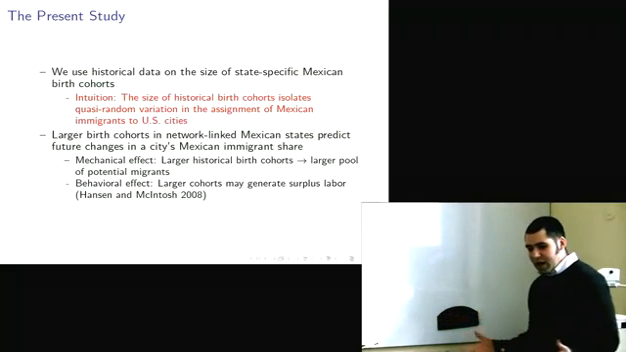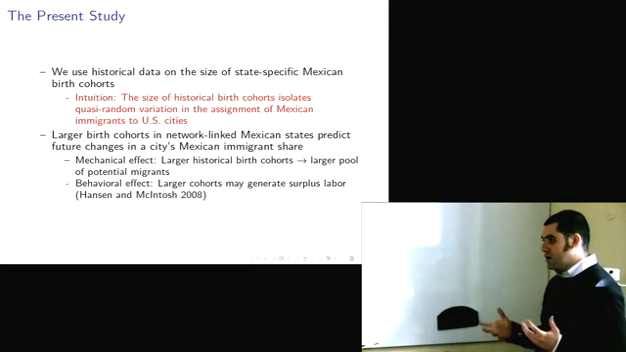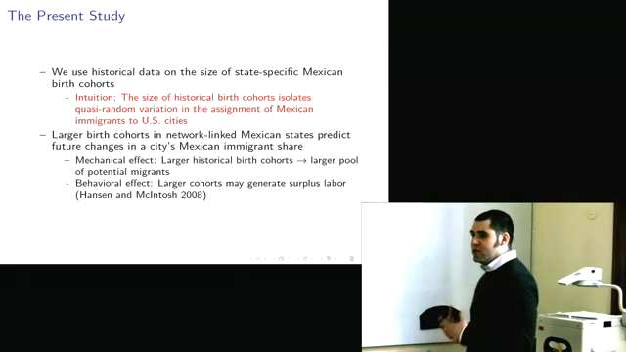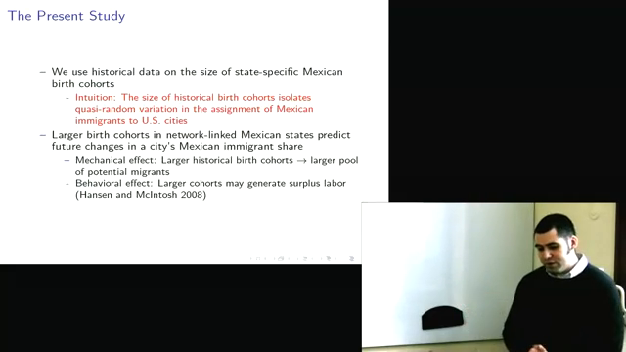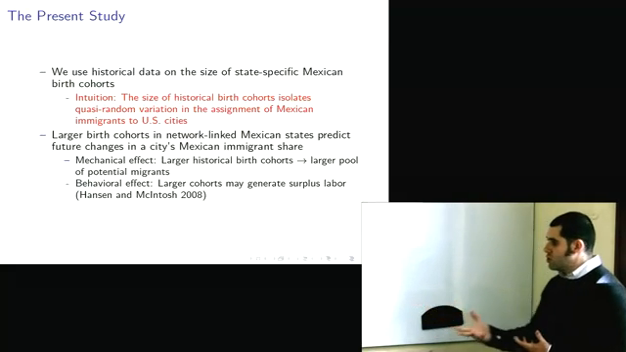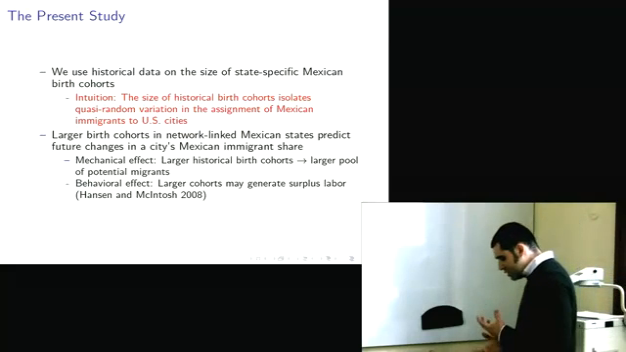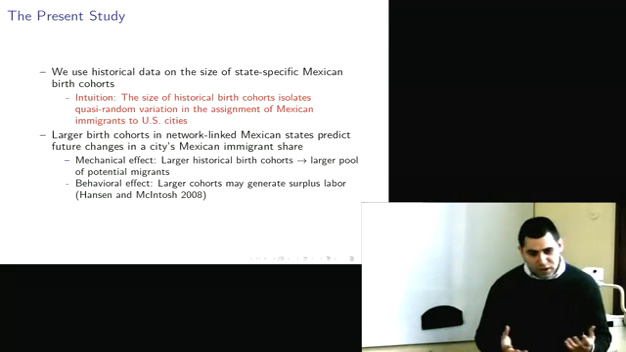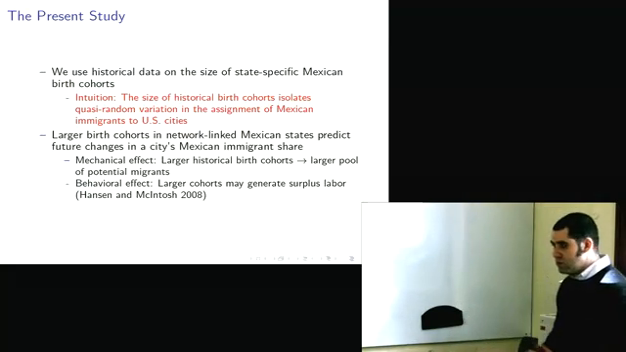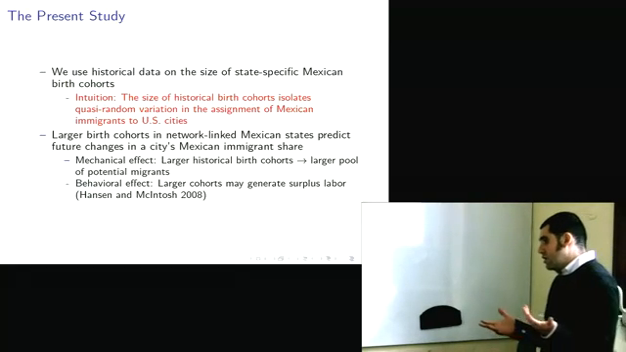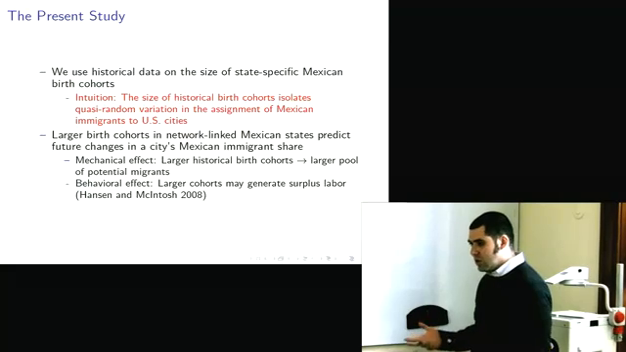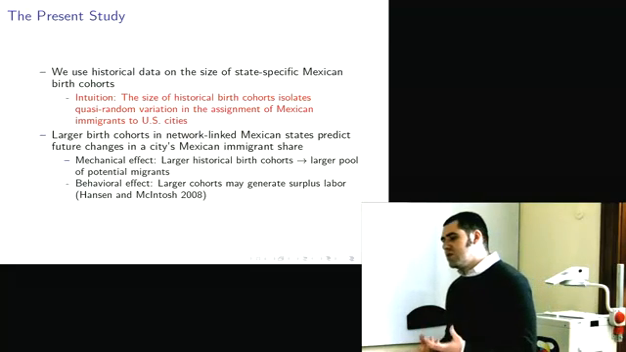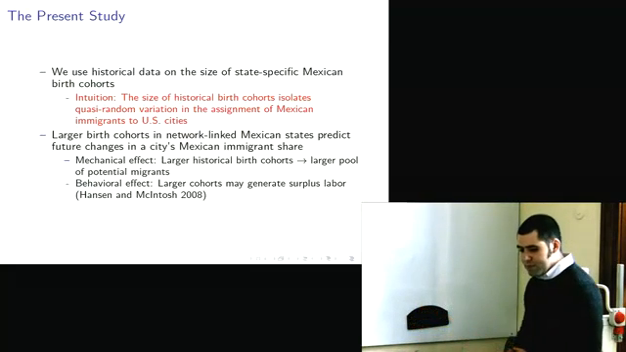The intuition behind this identification strategy is that historical birth cohorts isolate variation. It's like running an experiment where you could assign a different number of immigrants to each city over each 10-year period. We think there are two mechanisms for why this instrumental variable strategy works. One effect is quite mechanical: if there are more Mexicans aged 17 to 52, there are simply more that can migrate. This has shown up in work by Gordon Hanson and Craig McIntosh, in a 2008 paper. There's also potentially a behavioral effect, also documented in that paper.